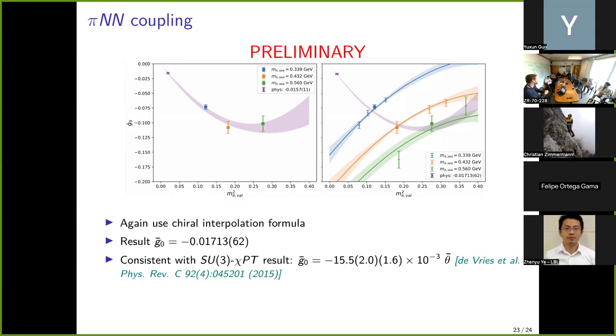But there is a danger when you have a valence C mass lower than the sea C mass: you have some ghosts which can show up. The partially quenched chiral perturbation theory will show this strange behavior. That would be dangerous. Other questions?